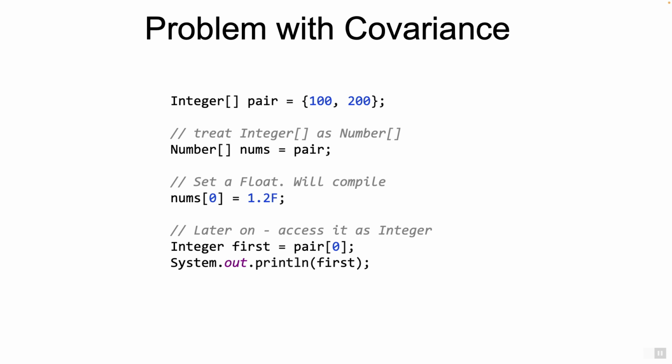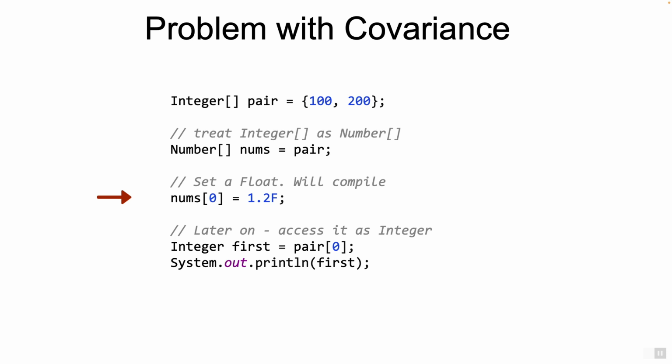Now let's look at the main problem with array covariance. The big problem is that if not used correctly, it leads to runtime problems. Consider the piece of code on the screen here. Integer array pair variable is treated as a Number array by assigning it to nums variable. Since Float extends from Number, we can set a Float, here say 1.2, to the index 0. Note that there is autoboxing going on over here. Now this line of code compiles fine, but at runtime the JVM throws an ArrayStoreException.